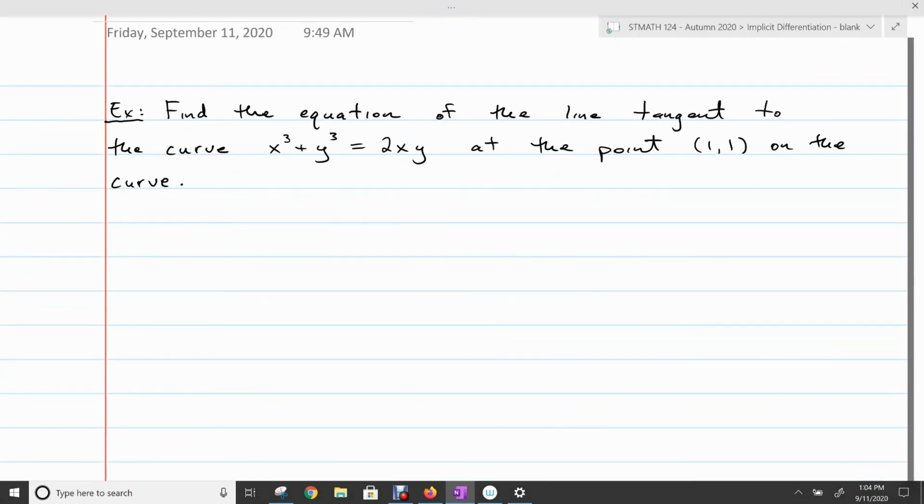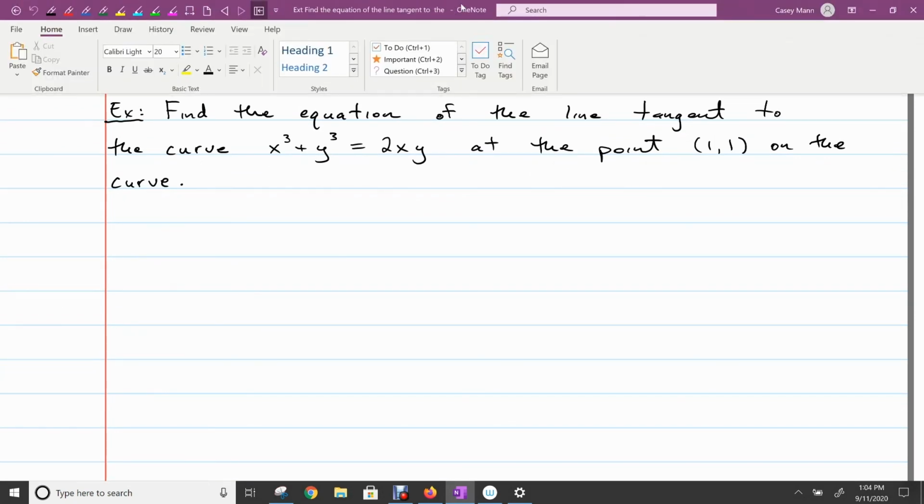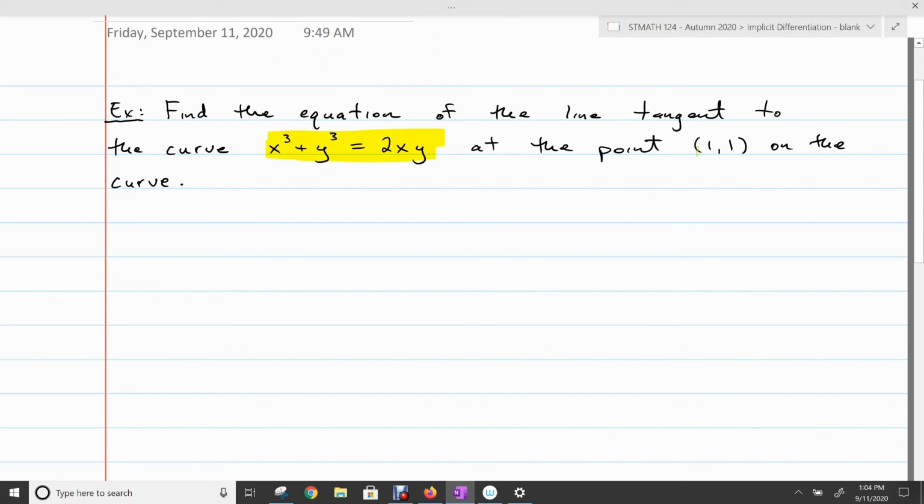In the next example, we want to find the equation of the line tangent to the curve x cubed plus y cubed equals 2xy. And the point in question will be (1, 1) on the curve. Now, on the basis of our previous example, we know that what this is really coming down to is we've got to find the slope of the tangent line to this curve at this point.